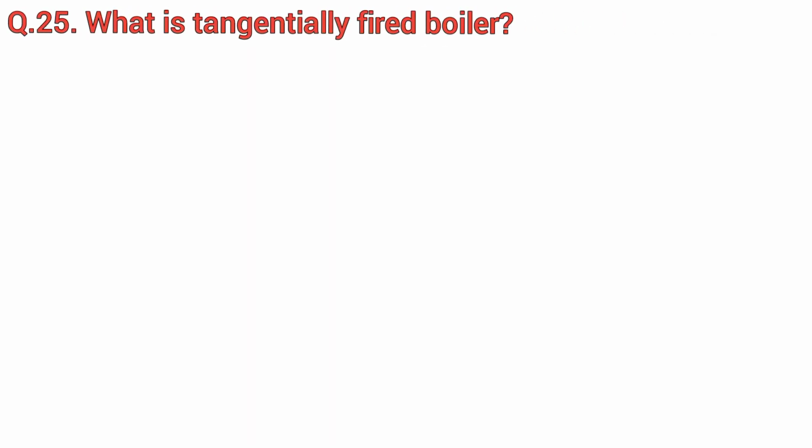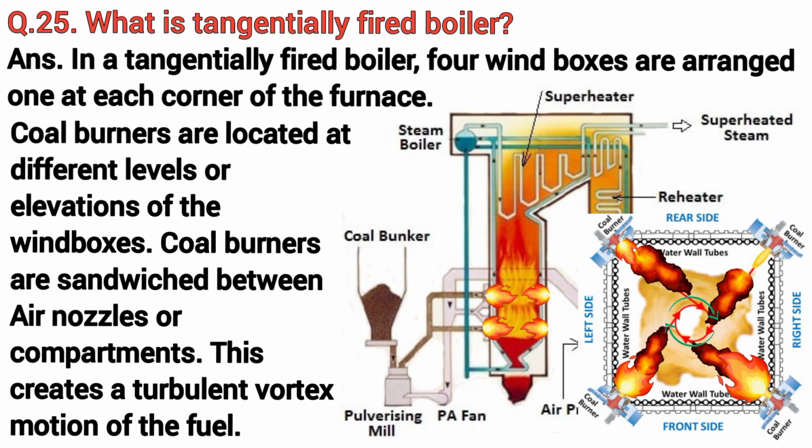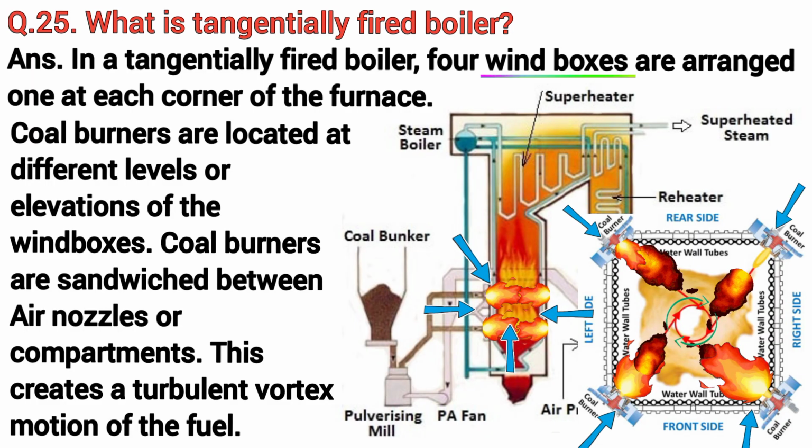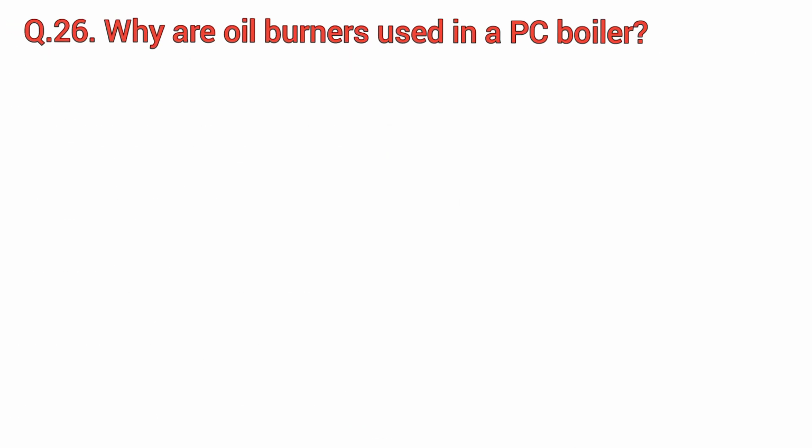What is a tangentially fired boiler? In a tangentially fired boiler, four wind boxes are arranged, one at each corner of the furnace. Coal burners are located at different levels or elevations of the wind boxes. Coal burners are sandwiched between air nozzles or compartments. This creates a turbulent vortex motion of the fuel. Why are oil burners used in a PC boiler?